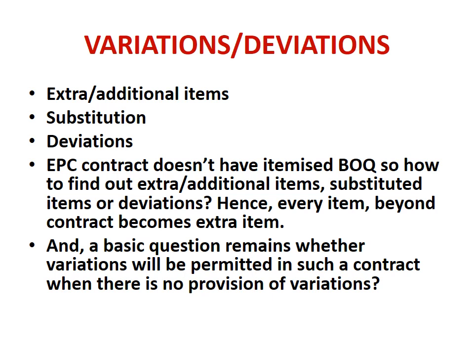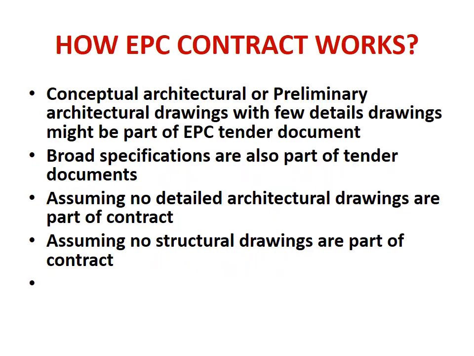And then the basic question remains, when there is a provision that no variations will be there in the contract, then when variations or additional items are there, will they be permitted as per the contract and then paid? Because if we are permitting or paying, will it be outside the scope of the contract or not, when there is no provision of variations in the EPC contract?